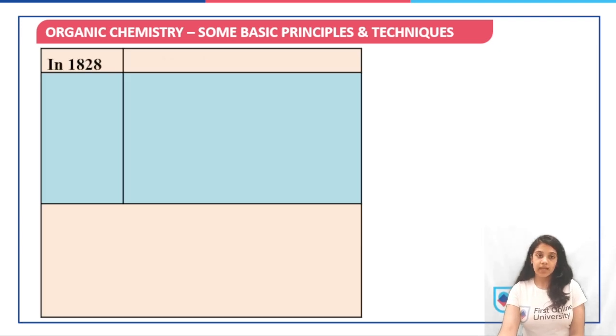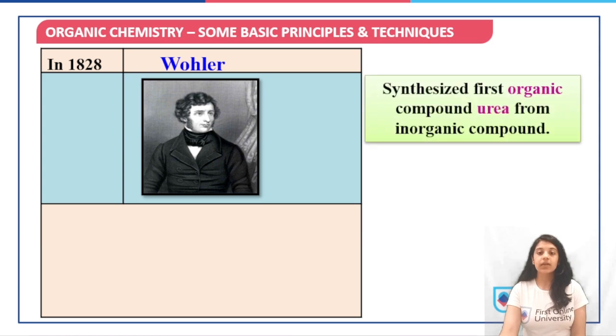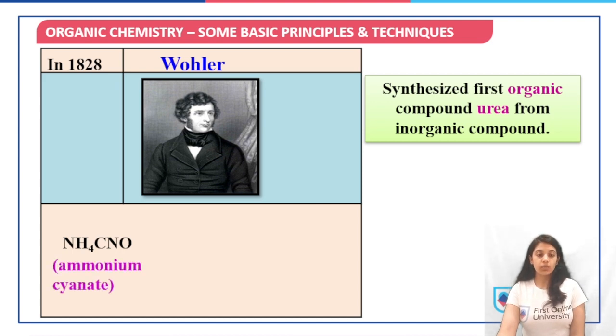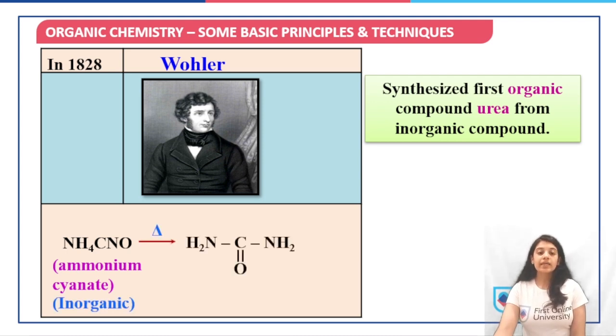In 1828, Wohler, a scientist, synthesized the first organic compound, urea, from an inorganic compound. So basically, this could be an MCQ question, which is fact-based: which was the first organic compound that was synthesized? That is urea. So from an inorganic compound, he synthesized this organic compound. NH4CNO, which is ammonium cyanate, is an inorganic compound, which on heating got converted to urea, NH2CONH2, which is an organic compound.